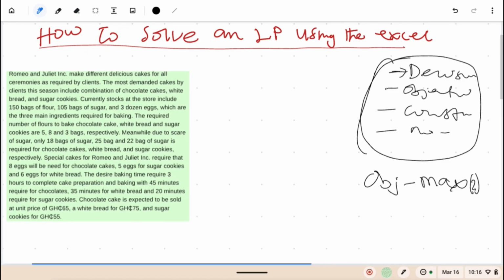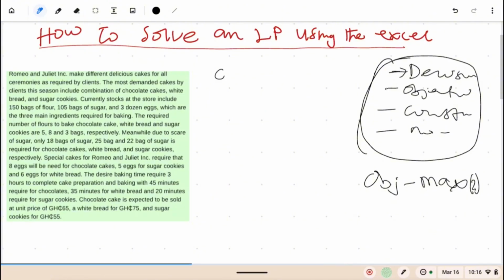They said Romeo and Juliet Incorporation makes different delicious cakes for all ceremonies as required by clients. The most demanded cakes by clients this season include a combination of chocolate cake, white bread, and sugar cookies. So these are the three things that they mentioned clients demanded, which means they produce those things. So we know that Romeo and Juliet produces chocolate cake.